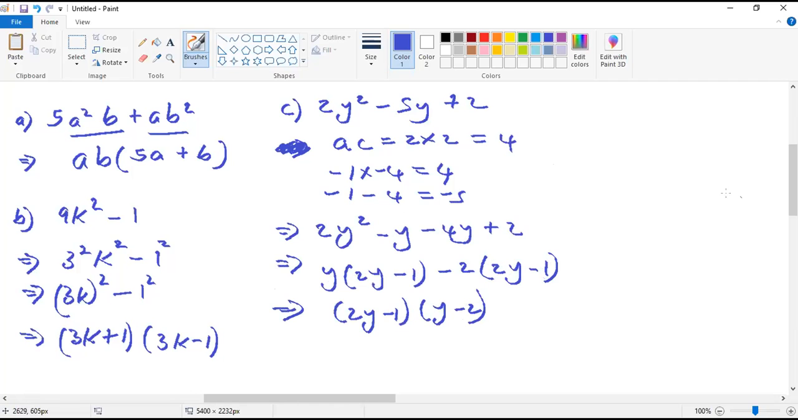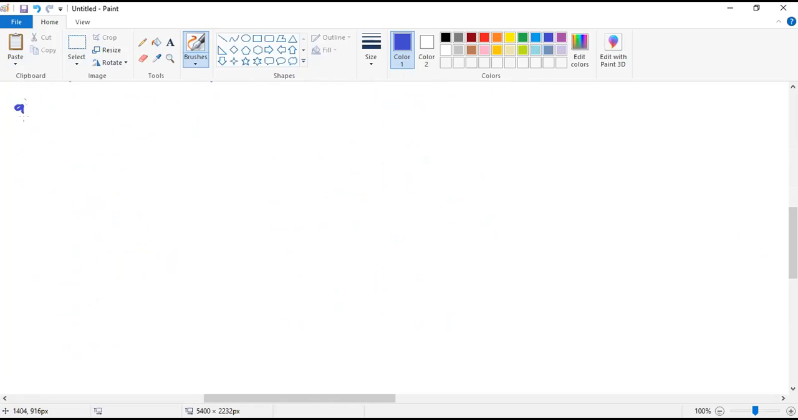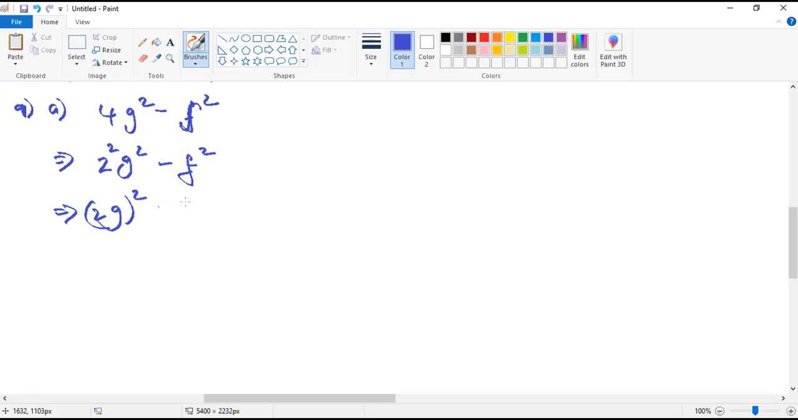So the next set of questions now. I think this was question 8 on the sheet, so let us go to question 9. 9A is 4g squared minus f squared. So any ideas for this one? All right, so 2 squared g squared, that is 2g squared, minus f squared. And from there you're good, because it's just 2g squared minus f squared, and this is just 2g plus f, 2g minus f.